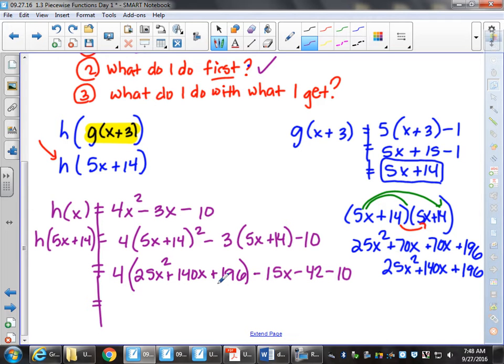So when we're dealing with big numbers, if you want to check you're doing 3-digit multiplication, by all means, go ahead and use a calculator. We all know 4 times 25, 100x squared, yep. And then 4 times 140x, 4 times 196. Can bring down that minus 15x. What is negative 42 minus 10? If you chose to do it right here.